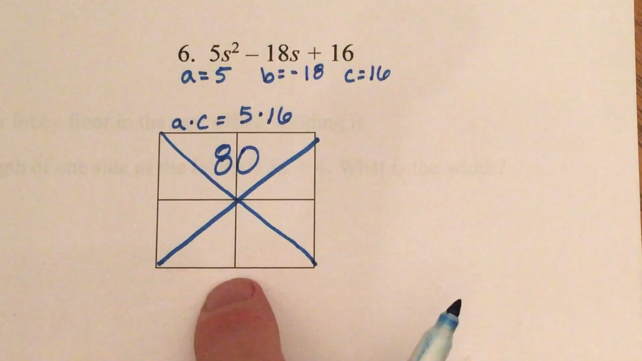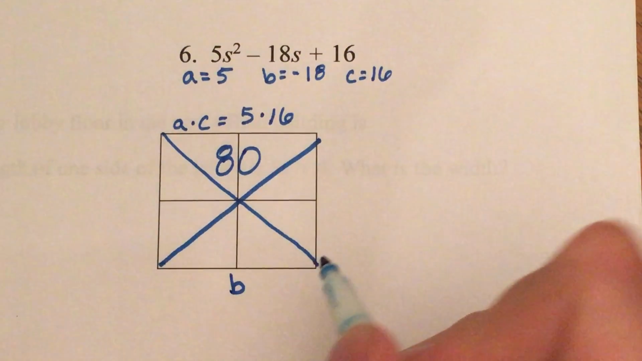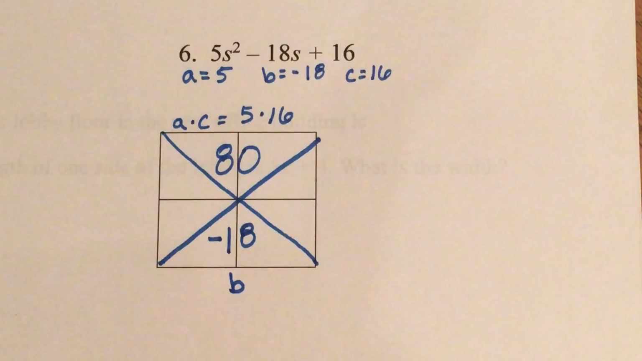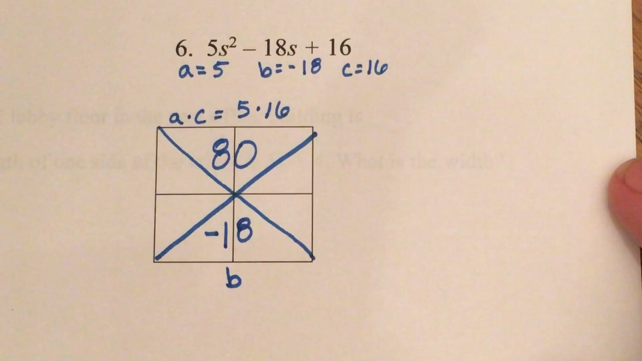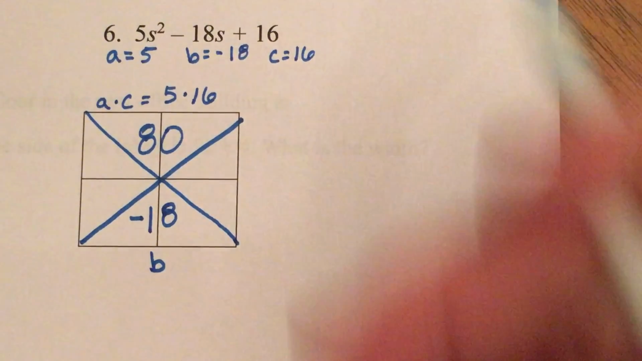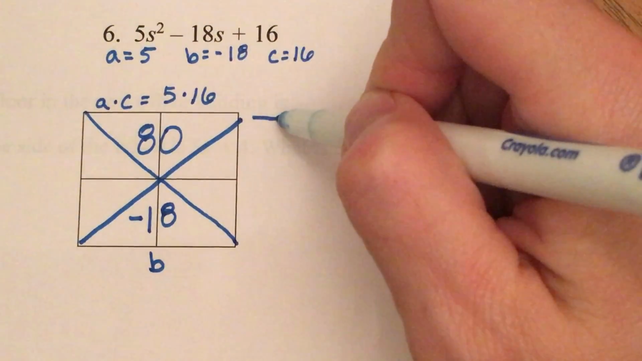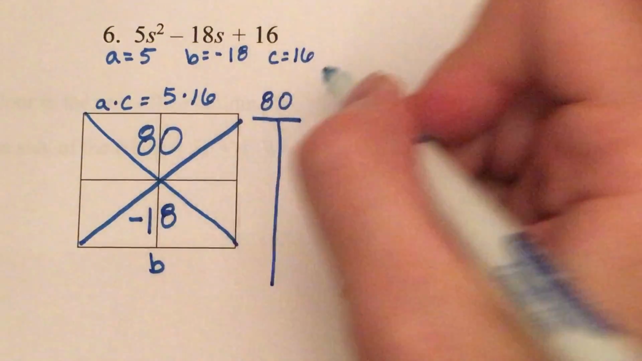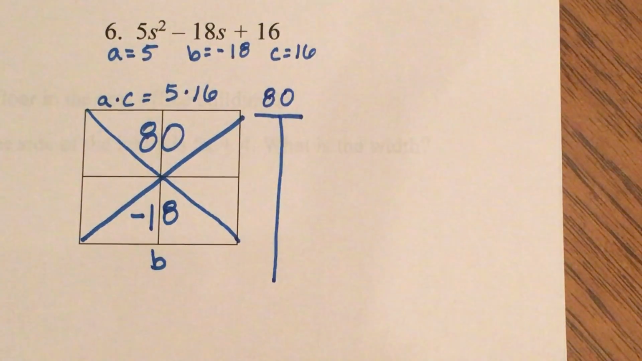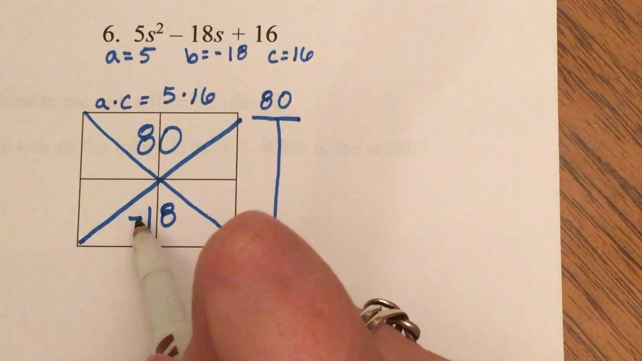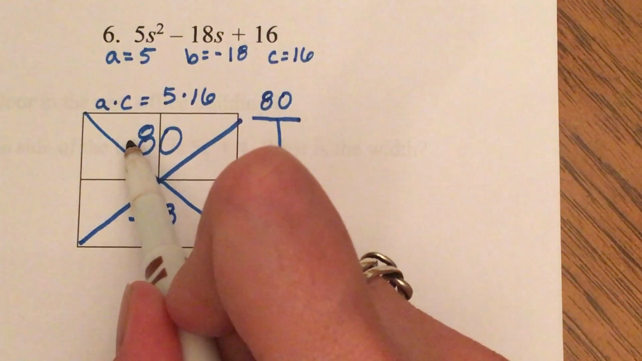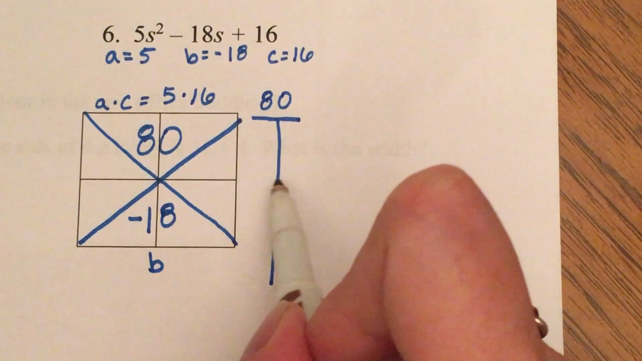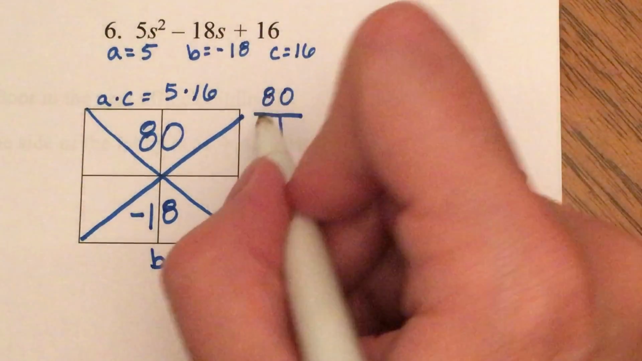All right, what goes in the bottom triangle of your box? B, that's right. And it is a negative 18. Excellent. Okay, let's go make a t-table. Let's see if you can do it. So we're going to tear apart and find the factors of 80. Now they both need to be negative. A negative times a negative makes a positive, but their sum still has to be a negative.